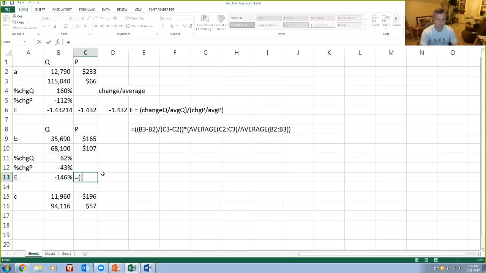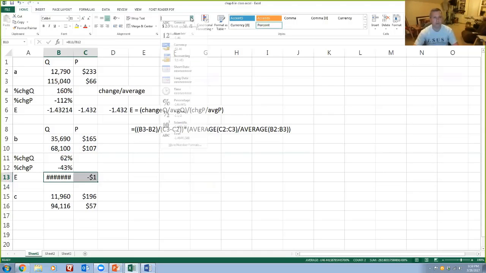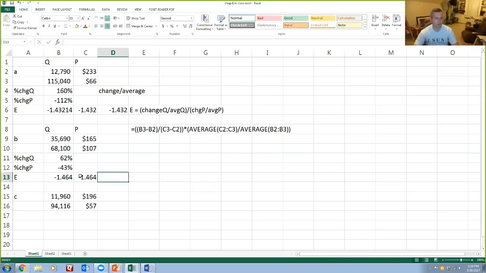Or I could do it the longer way, but you only have to do it in one cell. 68,000 minus 35,000 divided by the average of those two. Divide that whole thing by the change of price divided by the average of the two prices. Like that. I want these as percentages or dollars. Just like having them like that. So I get negative 1.464 both ways. Actually pretty close elasticities to these.